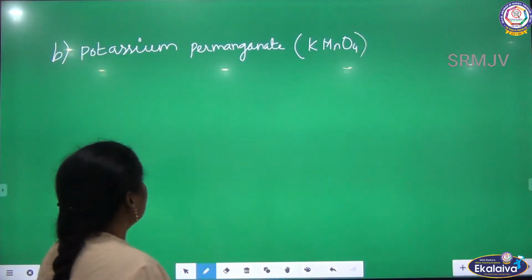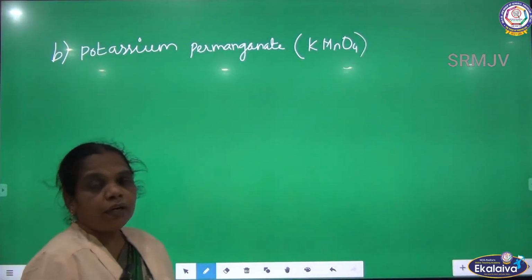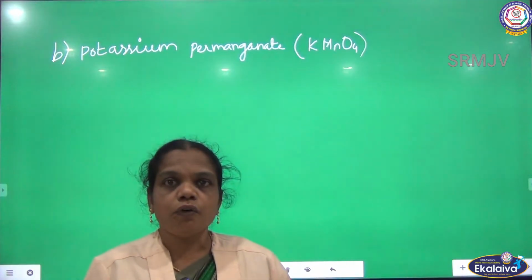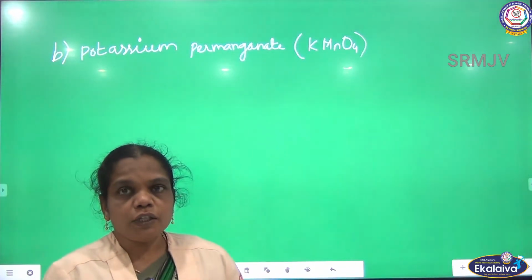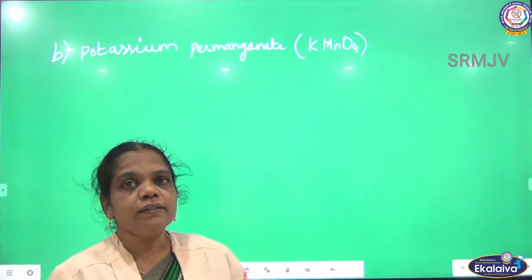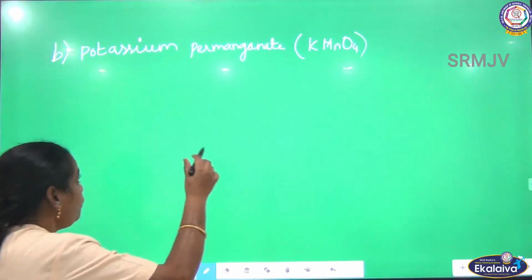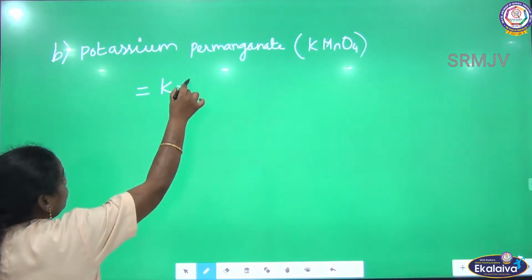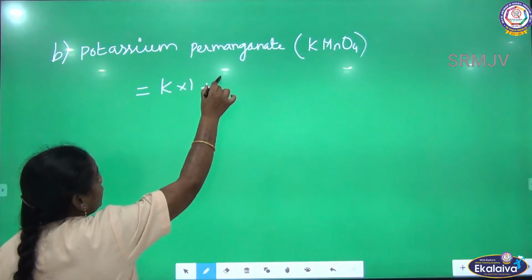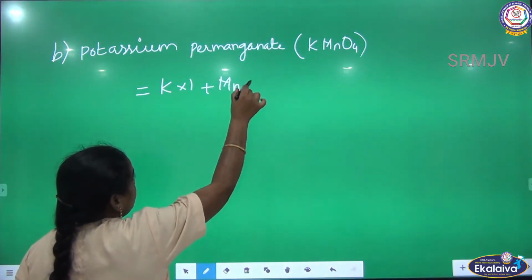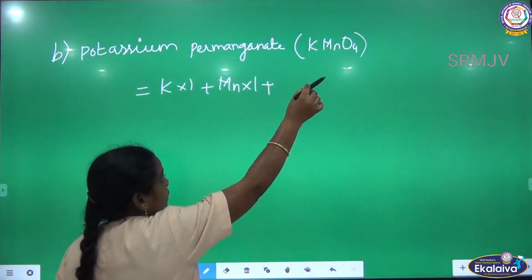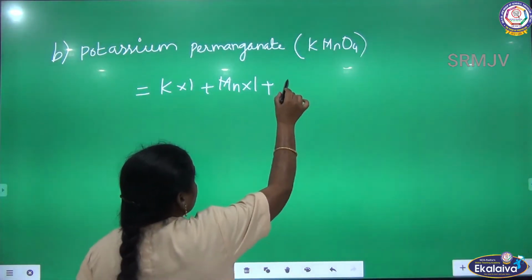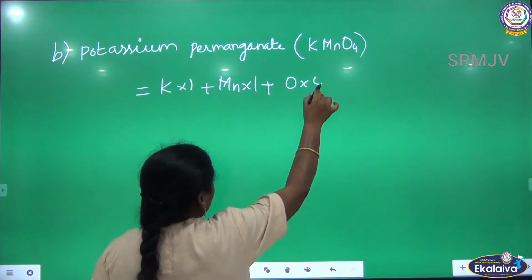And next one more compound, potassium permanganate. The molecular formula is KMnO4. So the atoms belonging to that compound are potassium, manganese and oxygen. Now write this down. So potassium into 1 plus manganese into 1 plus oxygen. How many oxygens are there? 4 oxygen. So oxygen atom into 4.